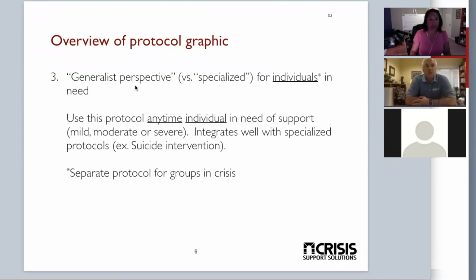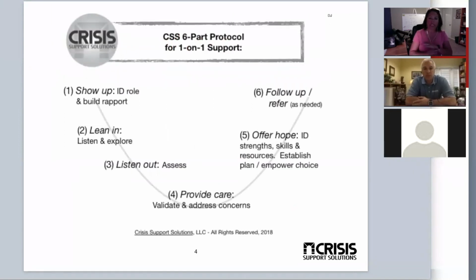And then finally, the final overview of this is it's a generalist perspective. That may be familiar language to some of you. From a generalist, social work always talks about being a generalist perspective versus a specialized perspective. This model is designed to meet anyone, anywhere, exactly as they are. Anyone. Joey's going to talk about mild, moderate, and severe. This model is designed to meet anyone for any reason exactly as they are.